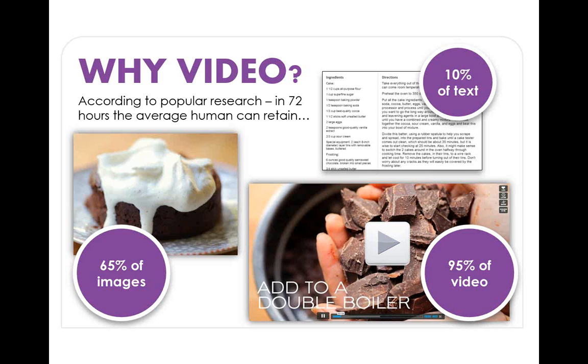So maybe you can see, okay, the batter is supposed to look like this. The cake's supposed to look like this when it comes out of the oven. This is the type of pan that I'm supposed to use. So you can get some other cues from the images that you see. Now, add in video, and you retain 95% of that. So not only are you able to see and hear, you can get an idea of what it could feel like by the way that maybe it's stirring.